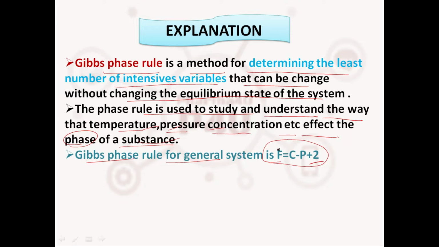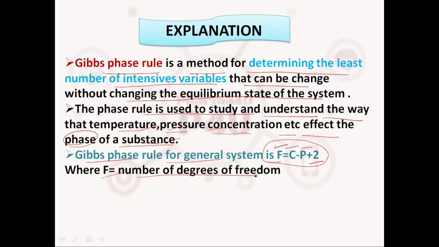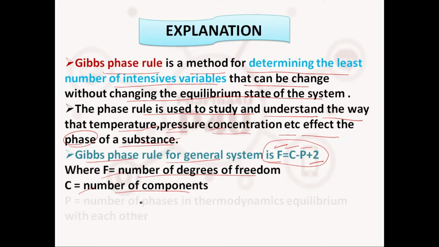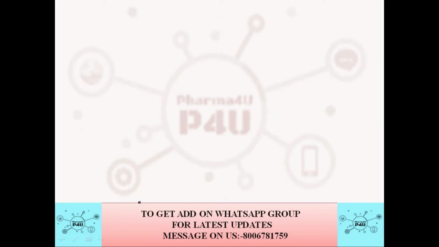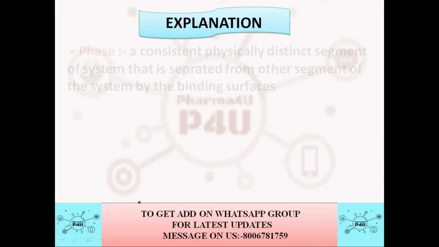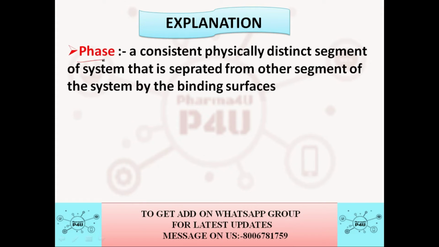You can also learn it like F = C − P + 2, where F is the number of degrees of freedom, C is the number of components, and P is the number of phases in thermodynamic equilibrium with each other. Next information: what is a phase? A phase is a consistent, physically distinct segment of a system that is separated from other segments of the system by bounding surfaces.